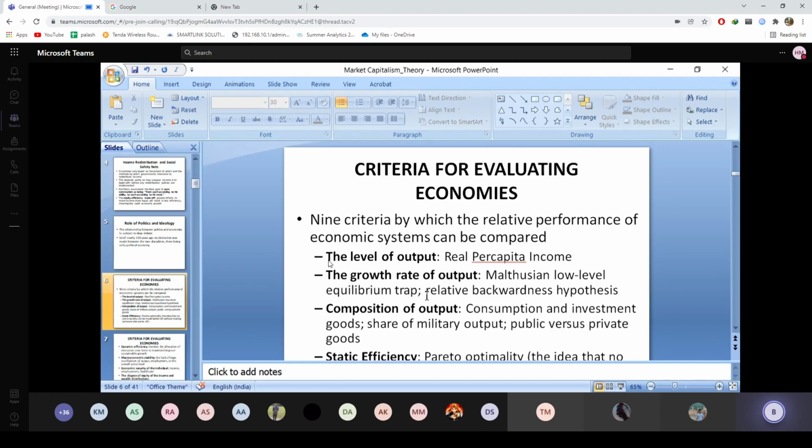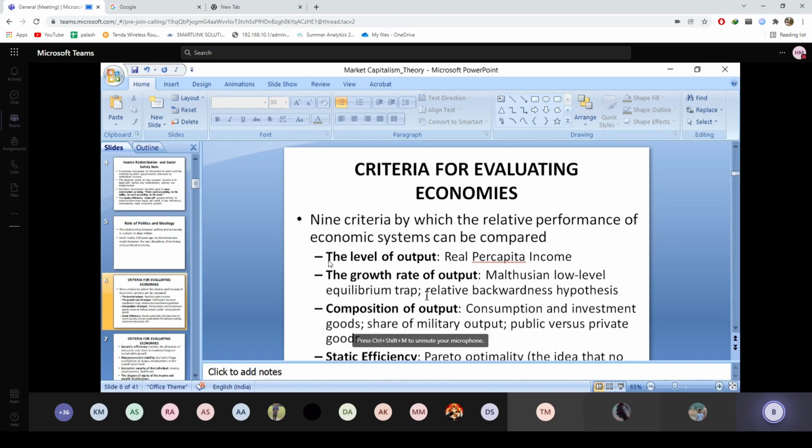Now let us see what the criteria for evaluating economies are. There are basically 9 criteria by which the relative performance of economic systems can be compared. One is the level of output, that is the real per capita income, which we all know as a very famous indicator. The second is the growth rate of output, which is basically a Malthusian low-level equilibrium trap.